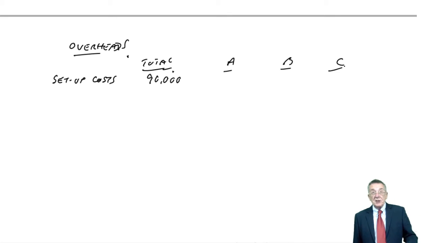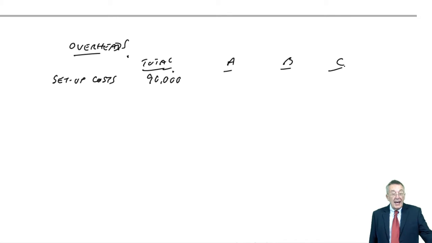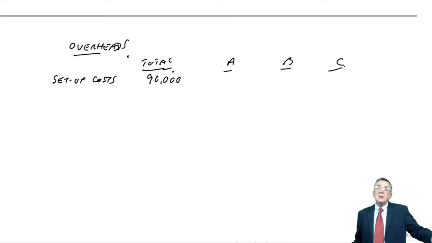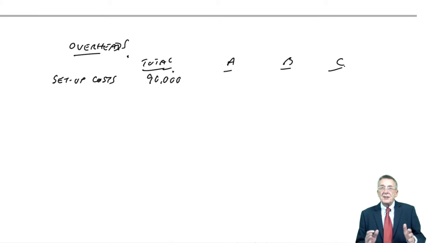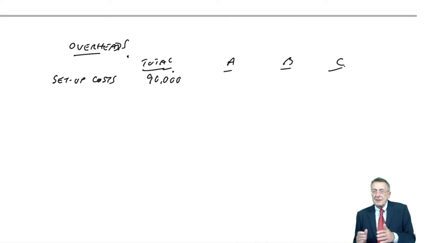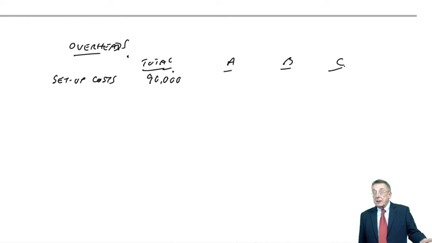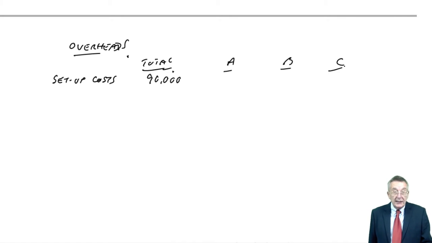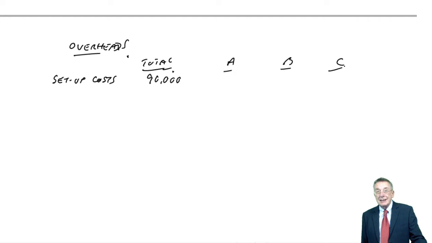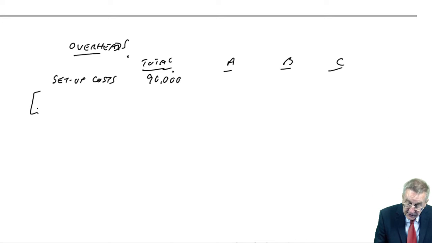So we're having to set up 10 times to make A. We're making 20,000 units. Presumably, we're doing them in batches of 2,000 each time. 10 batches, 2,000. Anyway, there are 10 setups. Similarly, we're setting up 13 times for B, 2 times for C. So in total, there are 25 setups. And so let's work out the cost per setup.